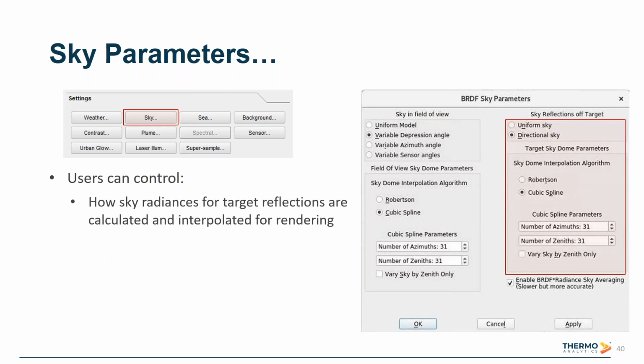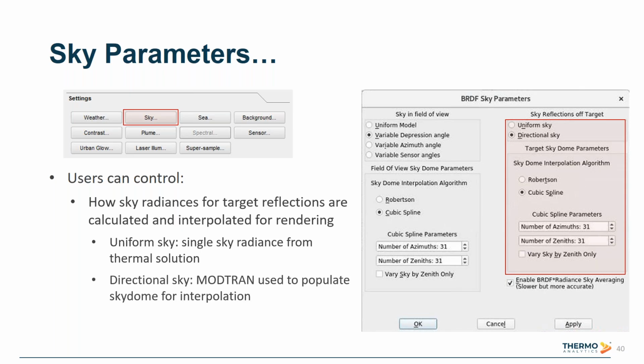Additionally, users can control how sky radiances for target reflections are calculated and interpolated for rendering. The two options to select between for the sky reflections off target are uniform sky, where a single sky radiance from the thermal solution is used, or directional sky, where MODTRAN is used to populate the sky dome for interpolation.